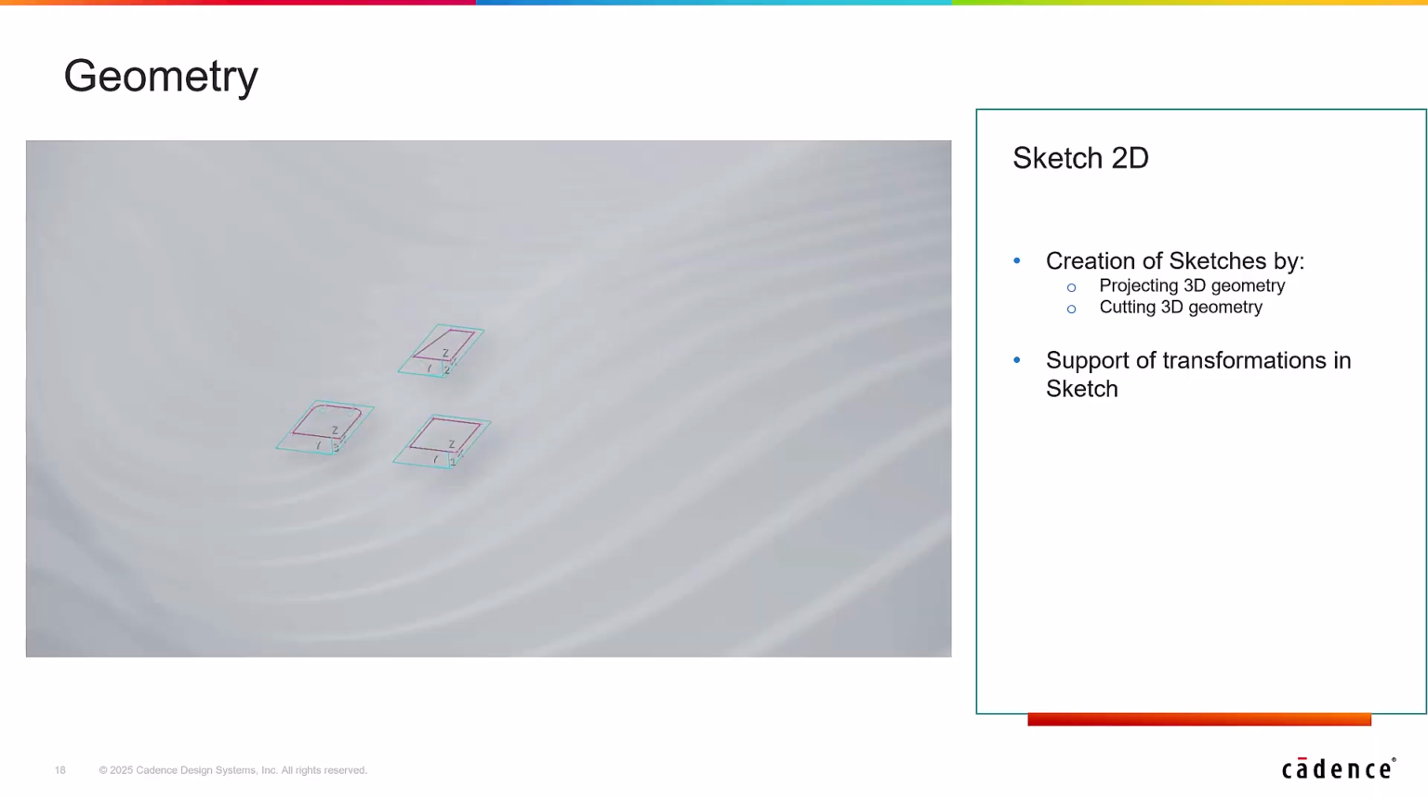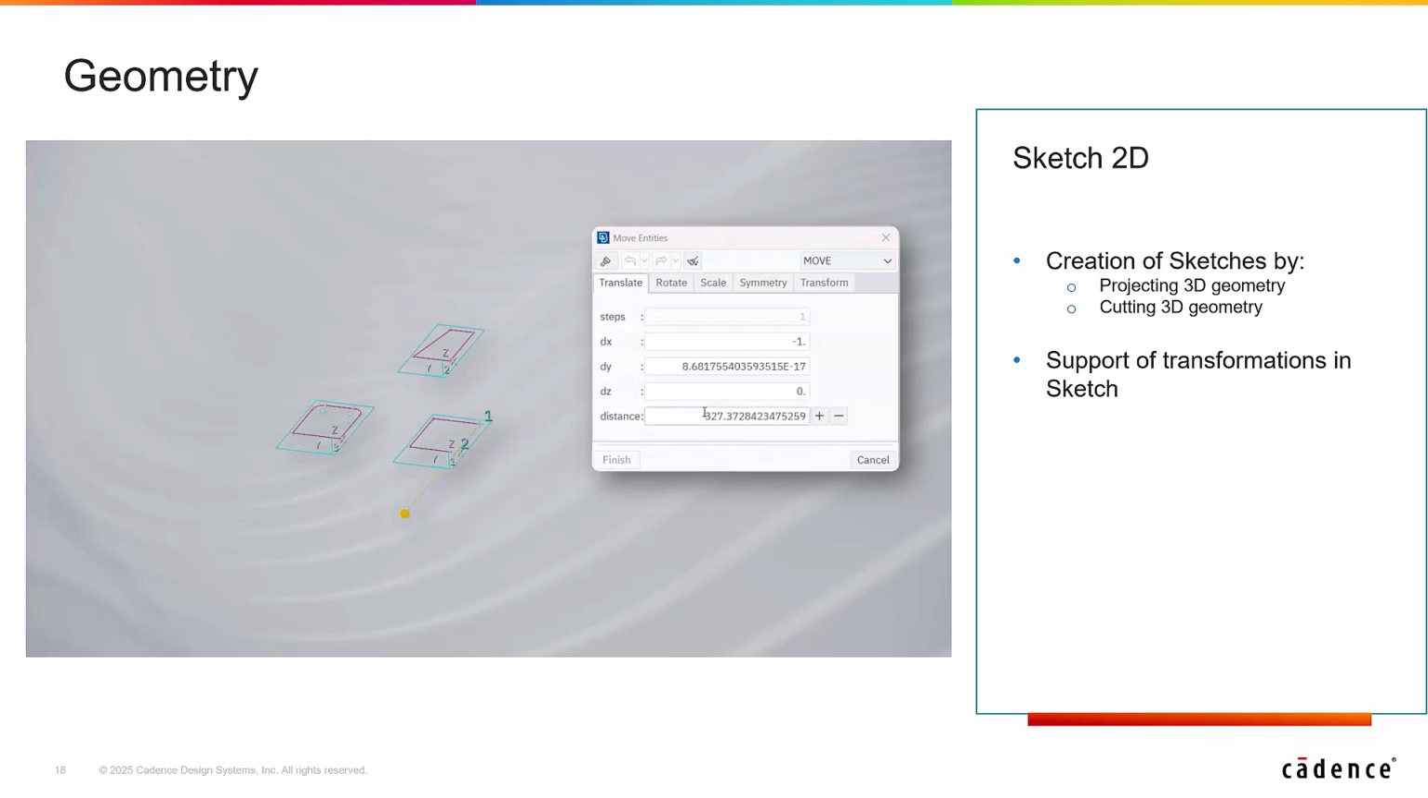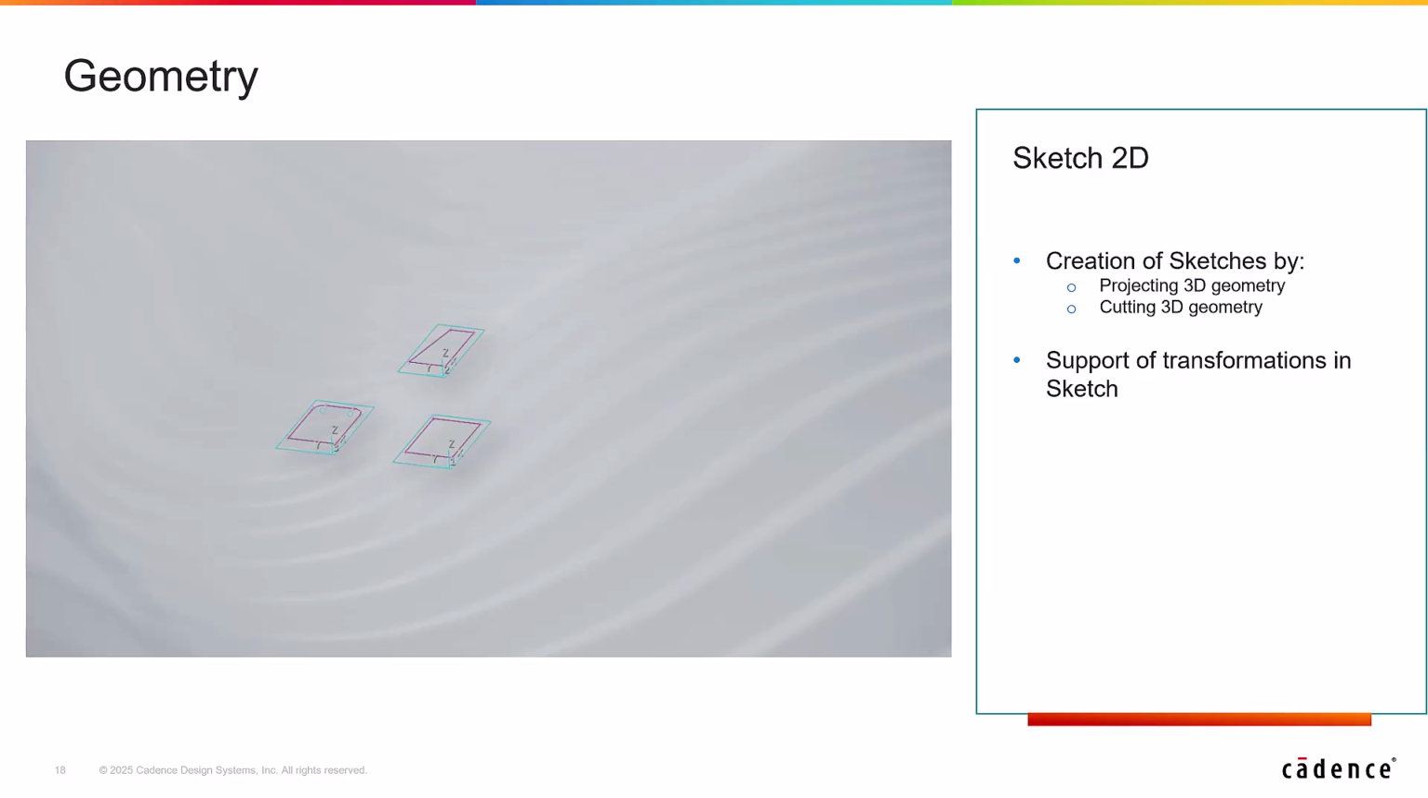Sketches now integrate seamlessly with the ANSA Transform tool. After a transformation, all constraints and dimensions are preserved, and the sketches update automatically.